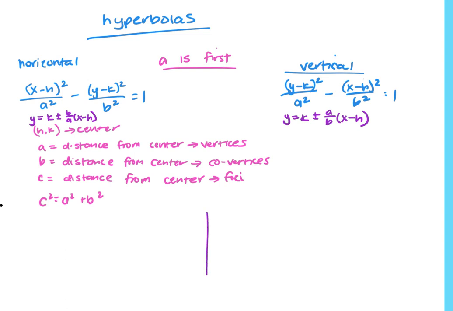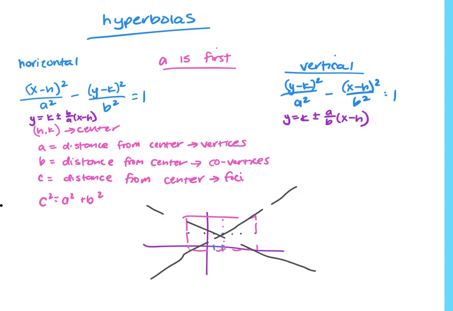And for these, we plot our center, wherever the center is. We go right and left. We go up and down. We draw the little box. You draw your asymptotes through the corners. If it's vertical, your branches point up and down. If it's horizontal, they go right and left.